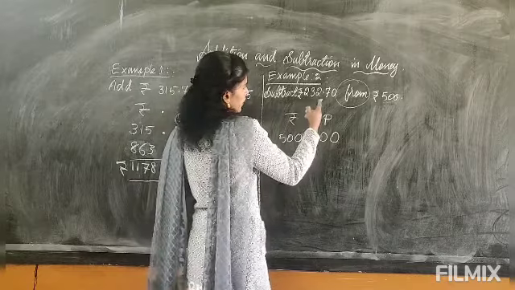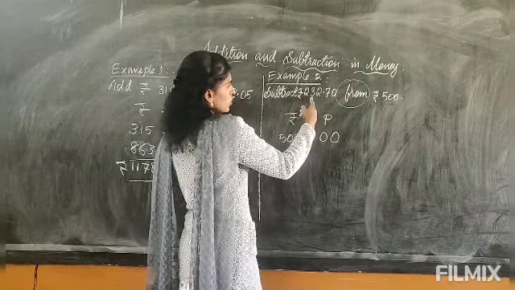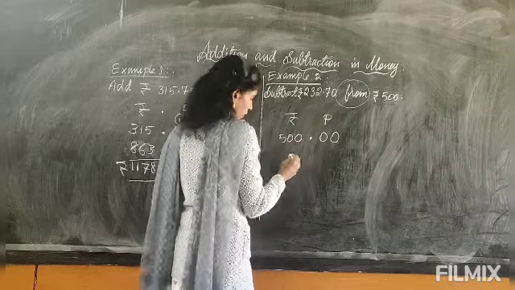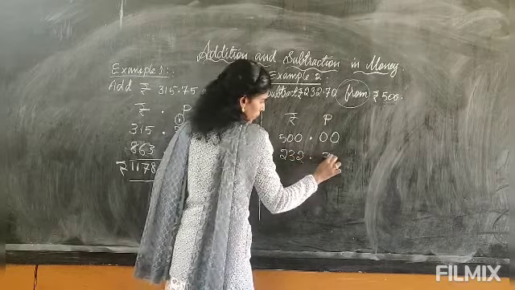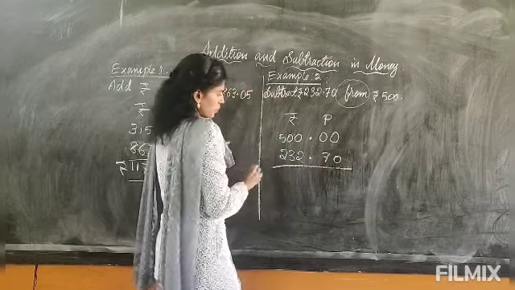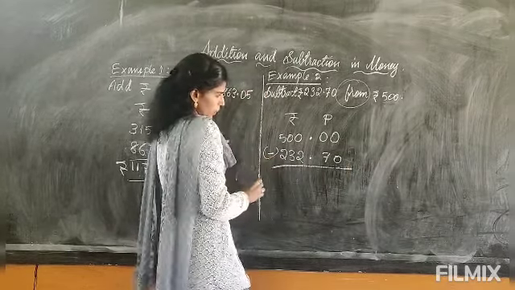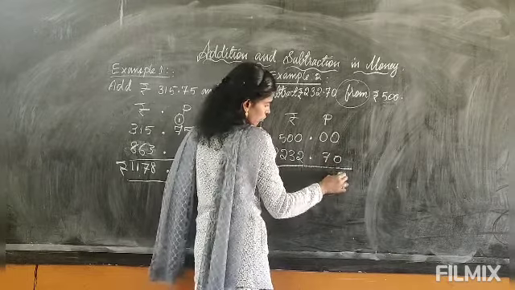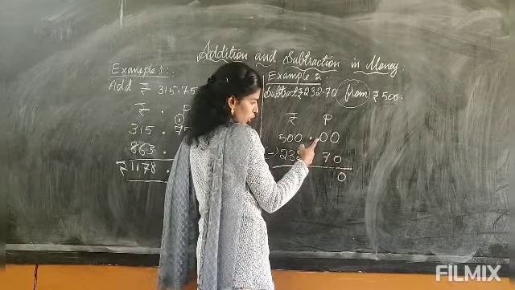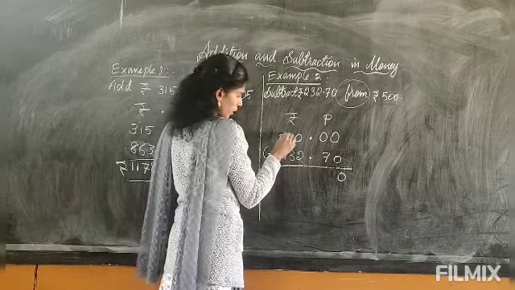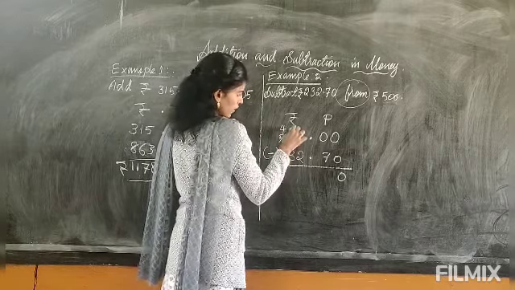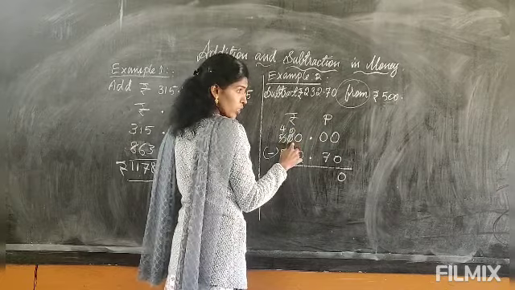Now let's write the subtracting amount, that is 232 rupees and 70 paise. Now let's subtract. 0 minus 0 is 0. You cannot subtract here, 0 is smaller, so you have to borrow from the rupees. Here also 0 is there, so from 5 you will borrow, so 4 will remain, and you borrow from the next digit.